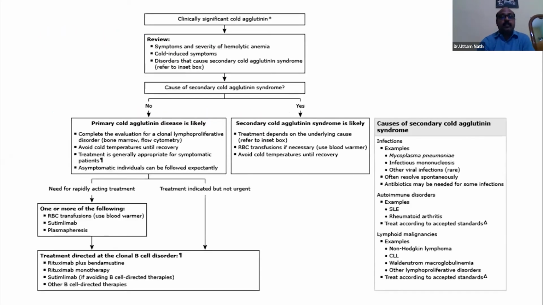Now this is an algorithm of cold AIHA. We have to see whether it is clinically significant or not. That means whether it is associated with severe hemolysis or not. If primary cold agglutinin disease is likely, a complete evaluation is important, and if there is need for rapid treatment, emergency treatment, then transfusions and emergency therapies are started. If treatment is indicated but not urgent, then it can be started on outpatient basis. Treatment of secondary cold agglutinin disease is again directed at the underlying condition.